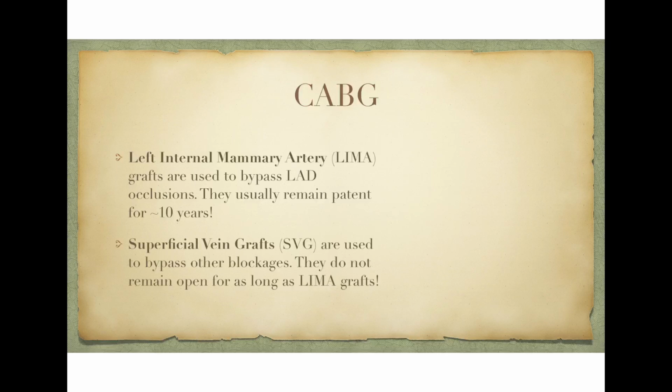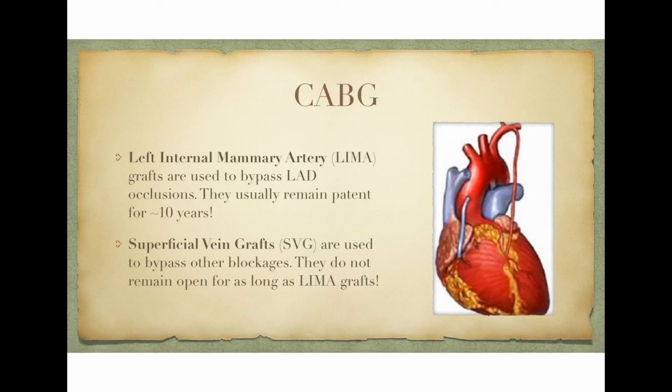The other option is a superficial vein graft, commonly a saphenous vein graft. So superficial veins from the patient are harvested, and they're attached to the coronary vessels to bypass their area of blockage. And because these are venous grafts, they're not quite as robust, they won't last quite as long, and they also contain valves, so the graft has to be inserted in the proper direction to ensure that blood is able to flow.